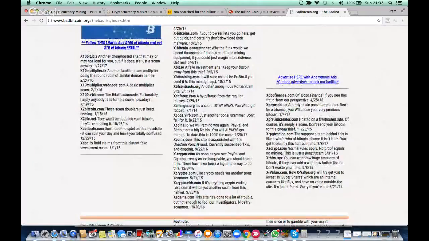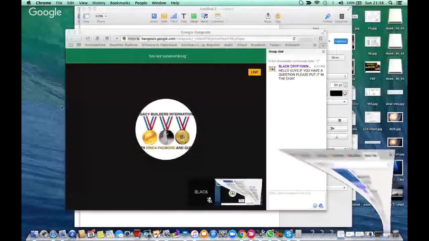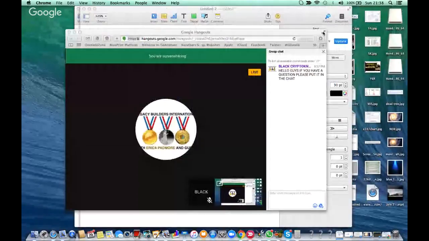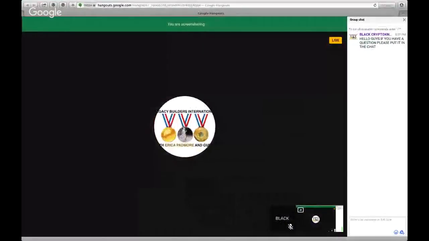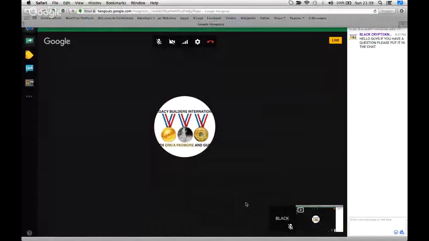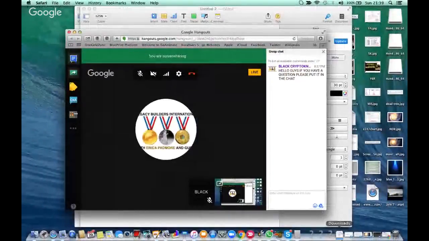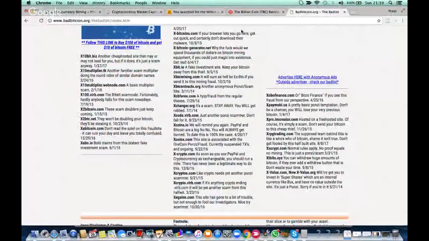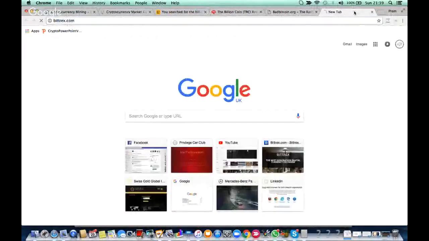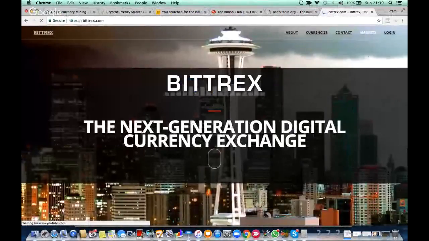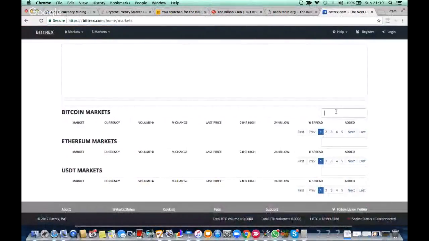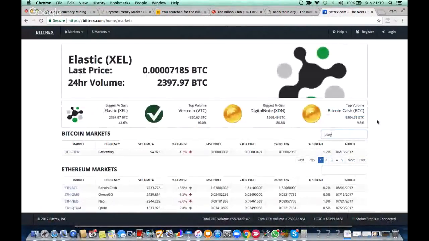But what's the point in those coins, just because people are hyping it and it's the season? What is its technical ability? So while I'm still screen sharing, allow me to show you something else. Let's go back to the Bittrex website. On Bittrex, go to markets. I'll show you a coin here, PTOY.